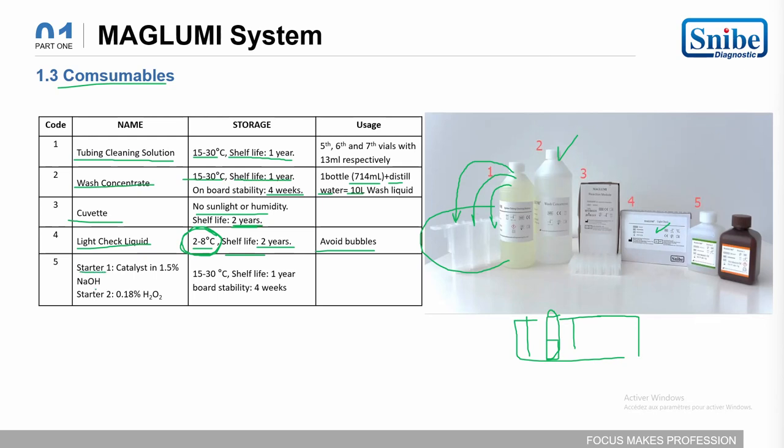The last consumable is starter 1 and starter 2, the substrate. It is also stored at room temperature. The shelf life before opening is 1 year. When we open the cup and load them on the analyzer, it is stable for 4 weeks.